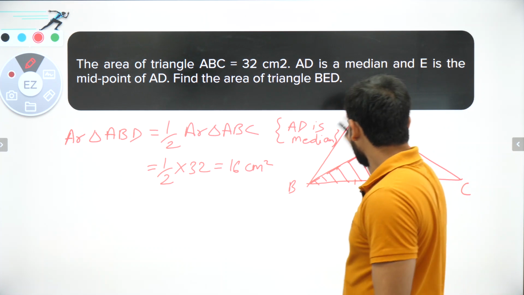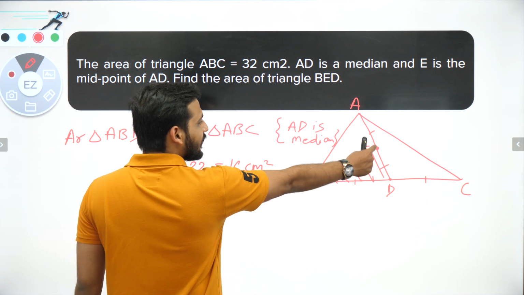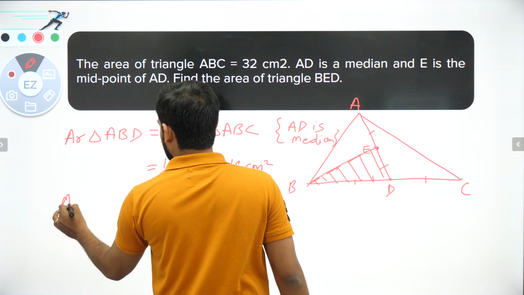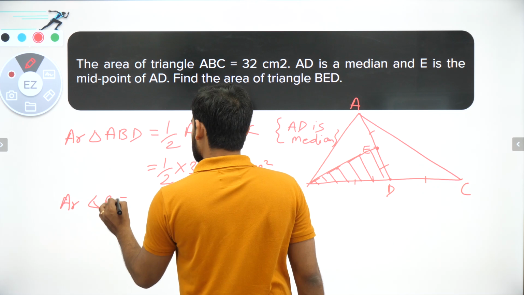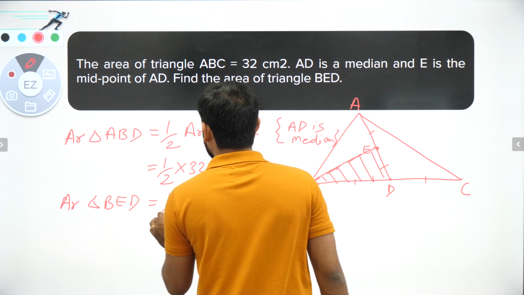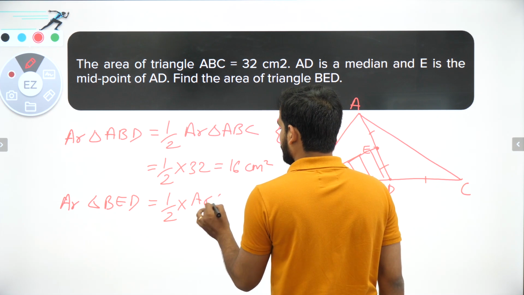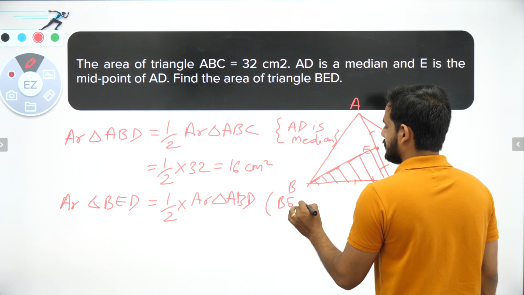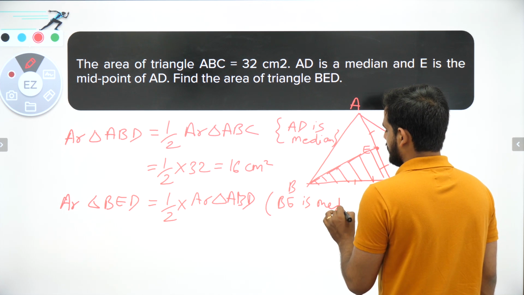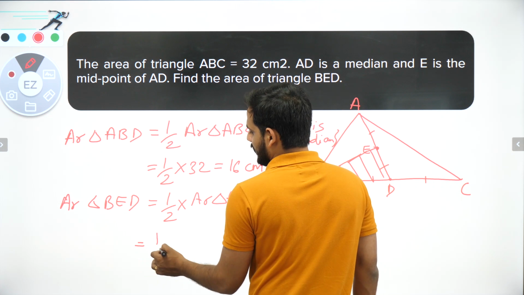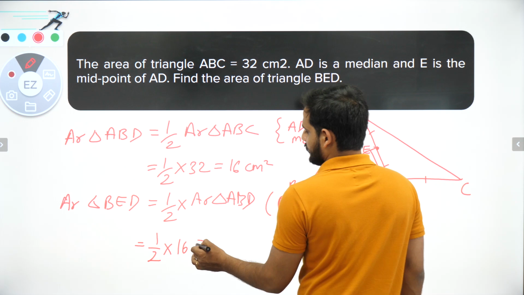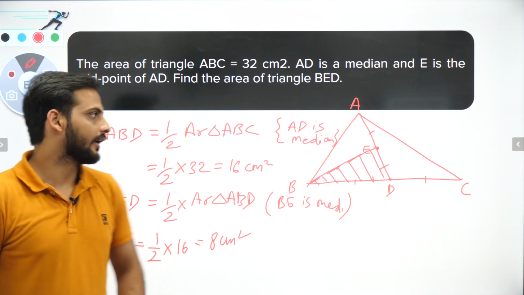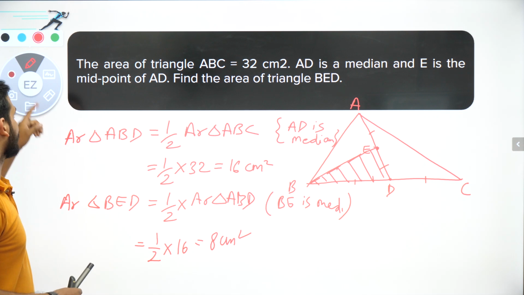Similarly, in triangle ABD, E is the midpoint, so BE is also a median, right? So I can say the area of triangle BED will be equal to half of the area of triangle ABD. The reason is BE is median. So here you'll get half into 16, which is equal to 8 centimeters square. Understood? So this is how you have to move ahead. Okay, let's move to the next question.